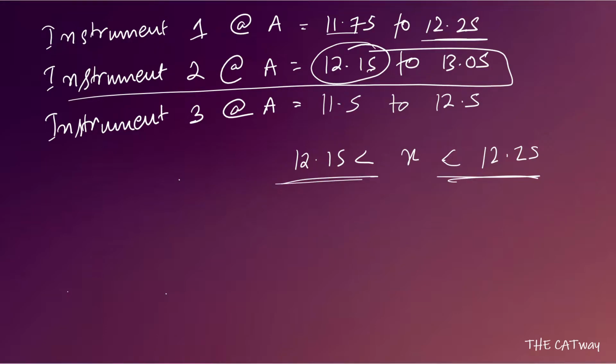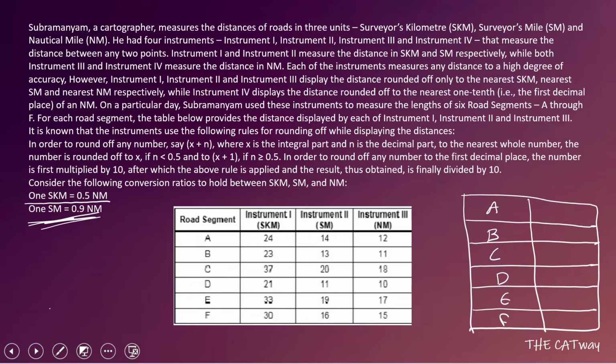Also, it is said that instrument 4 will show only up to 1 decimal place. So what we can say is that the range measured by instrument 4 will be 12.2 nautical miles. Okay, now this is what we can fill in the table. So it is 12.2. Now let's move to B.